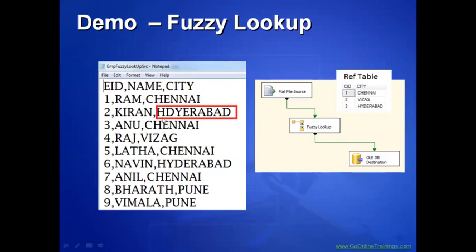Clear? SSIS is applying a machine learning algorithm, a data science algorithm, an artificial intelligence algorithm implemented internally. It checks this spelling against that spelling. If it is matching 70, 60%, it takes that as Hyderabad only. So it helps us correct the misspelled data. Clear? If you have misspelled data, lookup transformation is not going to work. That is where we can use a fuzzy lookup transformation.